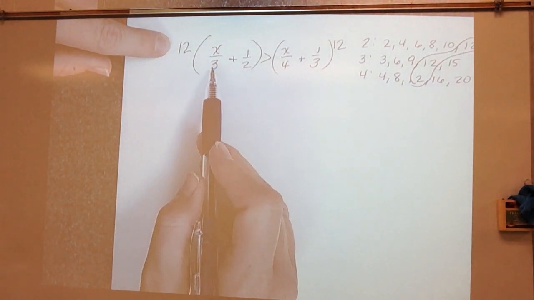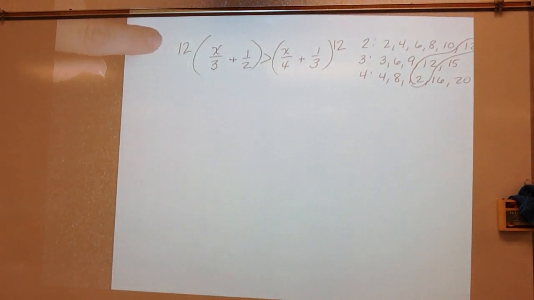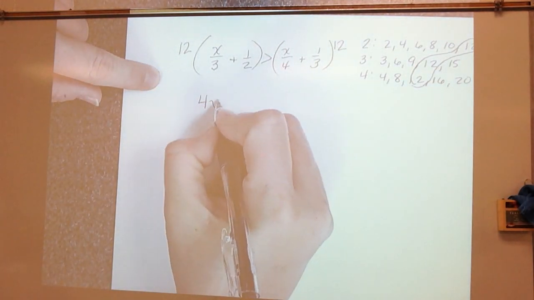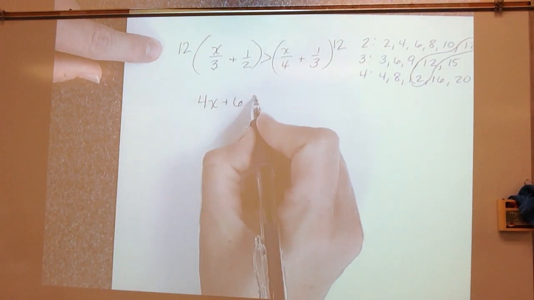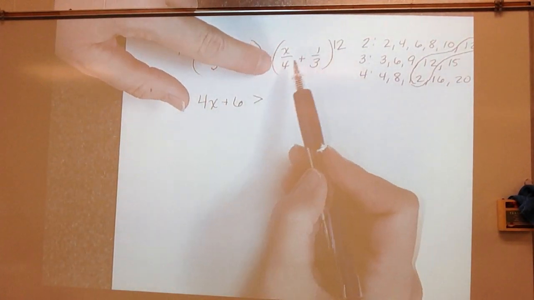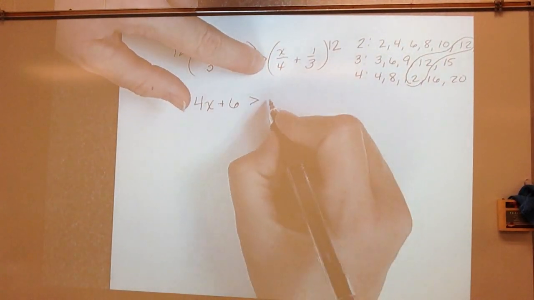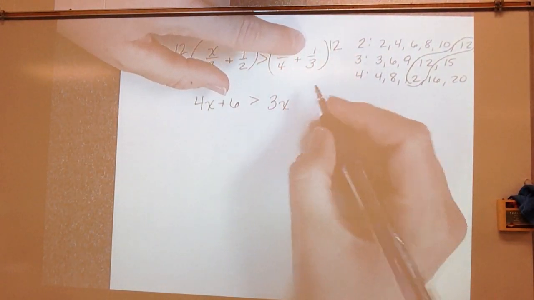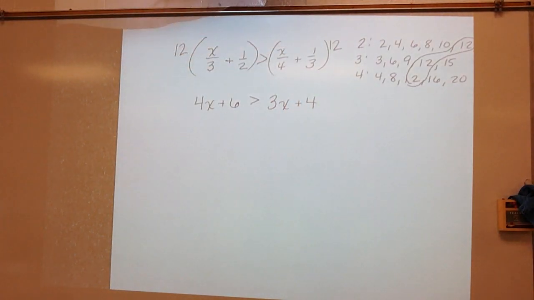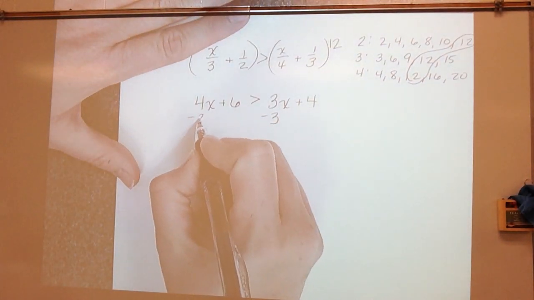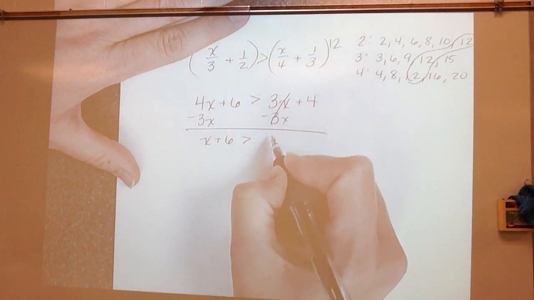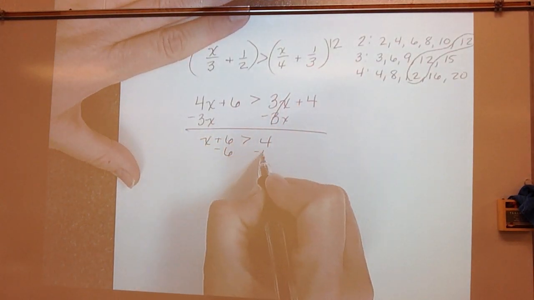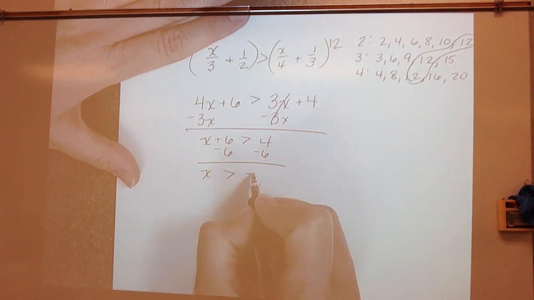So when I multiply this, 3 goes into 3 one time, 3 goes into 12 4 times. So I end up with 4x. I end up with 12 over 2, which is the same as 6, is greater than 12x over 4, which is the same thing as 3x. And 12 over 3 is the same thing as 4. Okay? Now I can solve it. Subtract my 3x. I get x plus 6 is greater than 4. Subtract my 6. x is greater than negative 2.